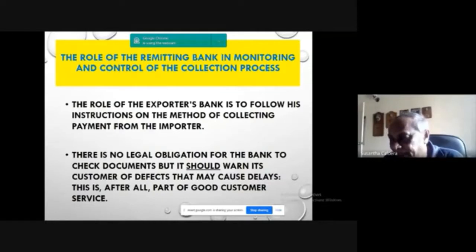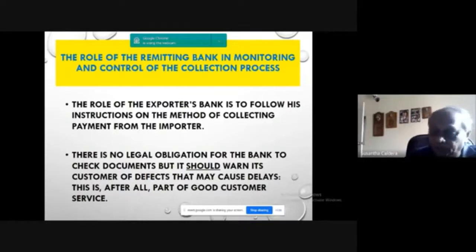So they strictly adhere to the instructions given by the exporter because he is the principal. That is why we always wanted to have these documents in a bank's format, agreed format, right?